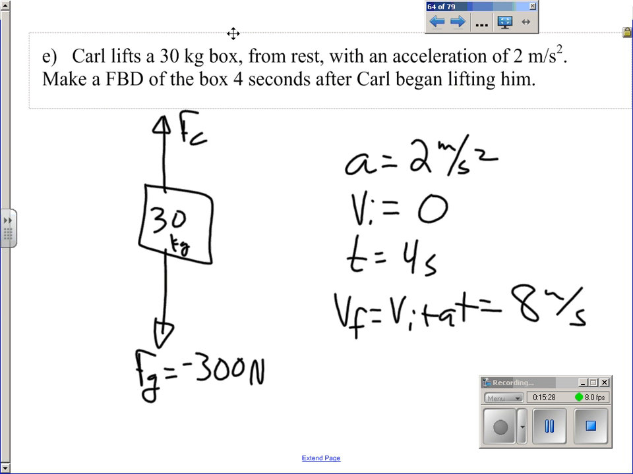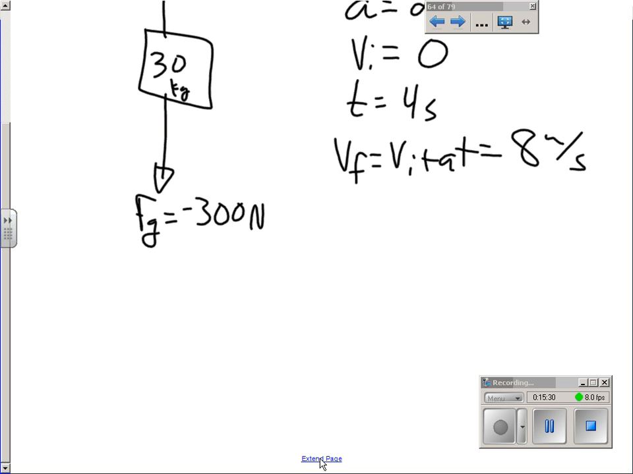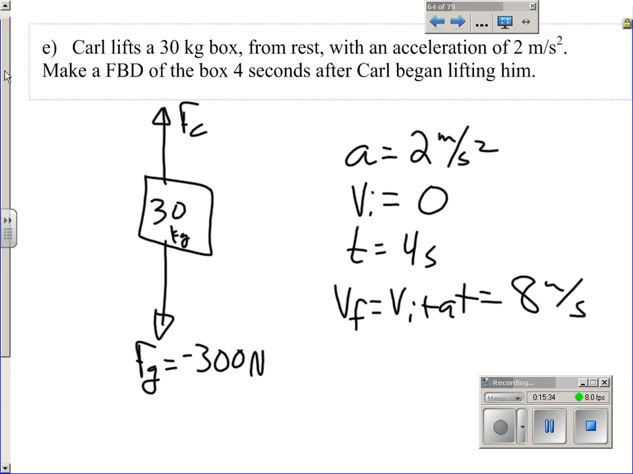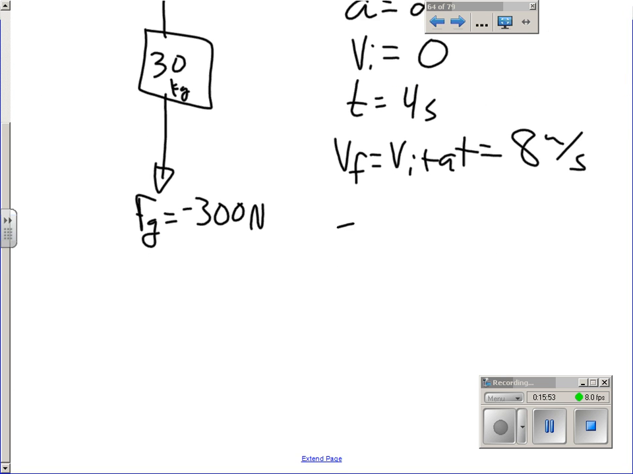So what we're going to do is, well, first of all, are there any other forces? There's no normal force because it's not touching a surface. There's no friction because it's not sliding on anything. So I think that's it. But the problem is we still don't know the force of Carl. So we do know the acceleration. So what I told you back a couple slides ago was if you know the acceleration, find your net force.